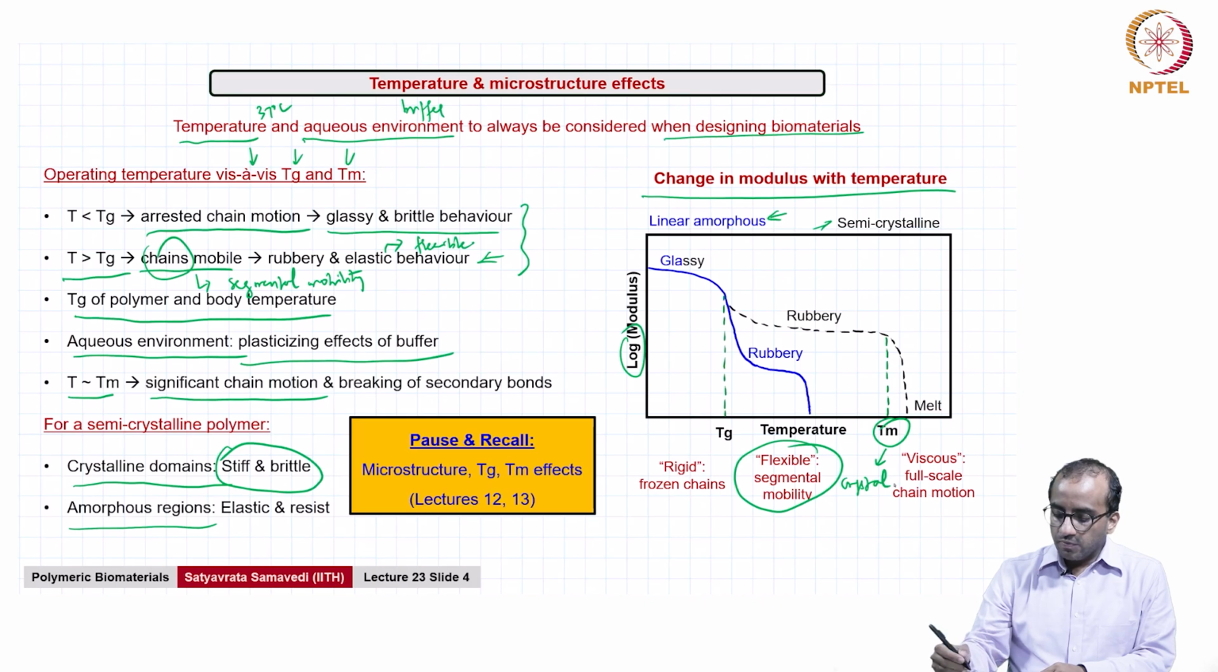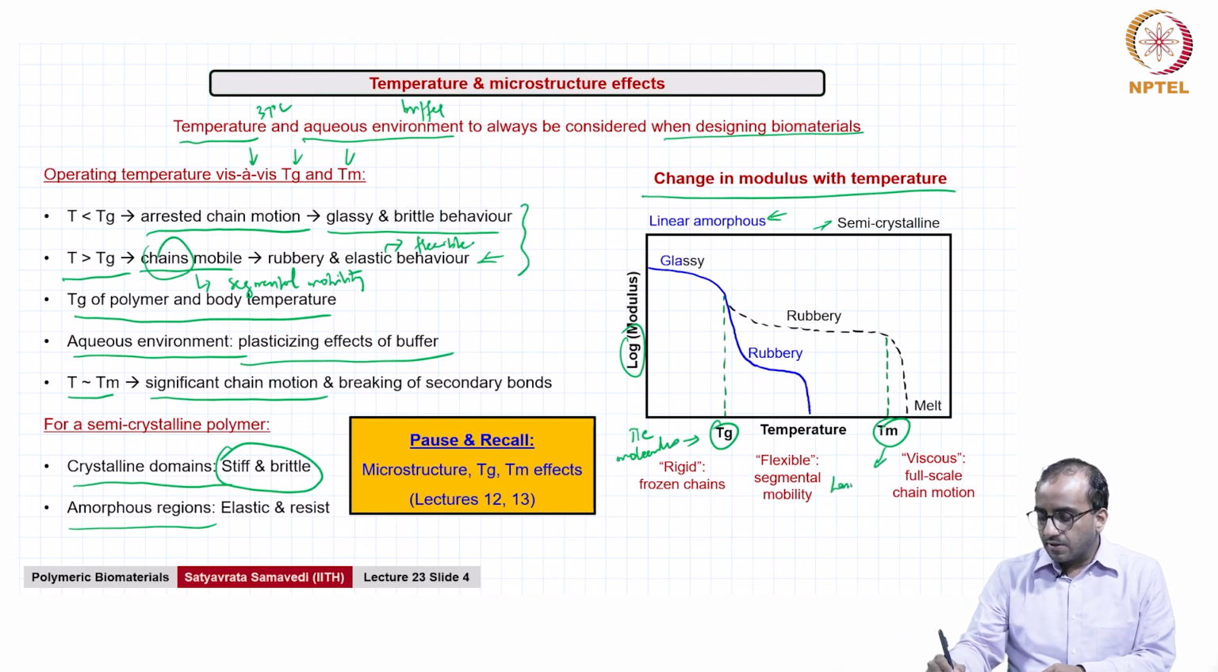So, this pertains to the tie molecules, this pertains to the lamellae in the folded chain model of polymer microstructure that we have seen quite extensively in lectures 12 and 13. So, now would be a good time to pause and recall some of these ideas that we have already seen in great detail in lectures 12 and 13 for microstructure and Tg, Tm effects. What we are doing here is to understand in turn how those have an effect on the mechanical properties.